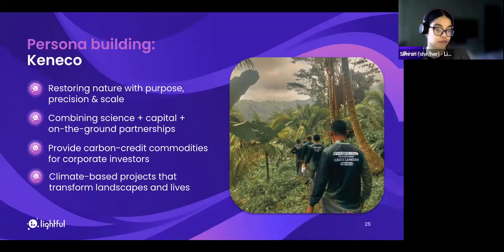So, which persona do you think Kenico should create based on their mission and the services they provide? I feel like their mission is a bit similar to some of the organizations on this call, so it may be worth thinking about yours too and seeing if they could apply, given the information we've provided. We'll give a couple more minutes.